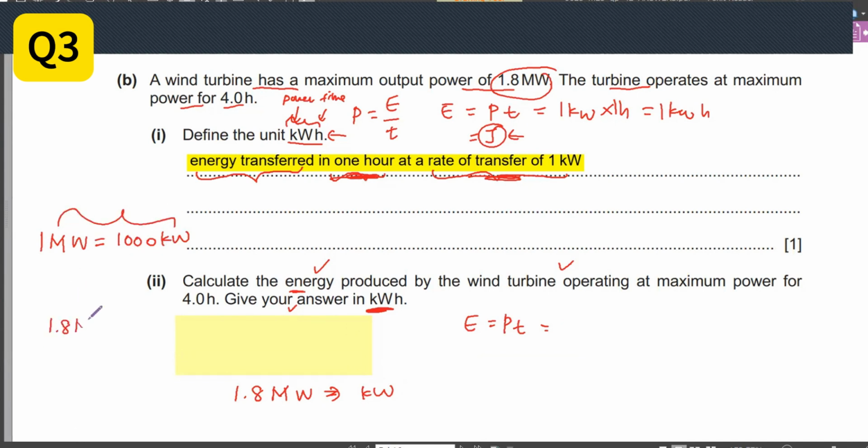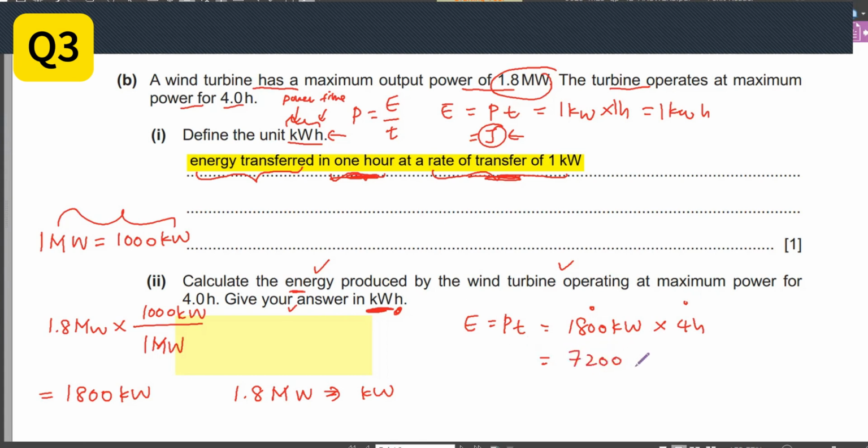So 1.8 megawatt, 1 megawatt equals 1,000 kilowatts, which means we need to multiply. So we end up with 1,800 kilowatt. So we have the correct unit. 1,800 kilowatt multiplied by 4 hours. So we have the correct calculations and the correct unit. That will give us the final answer of 7,200 kilowatt hours. All right.